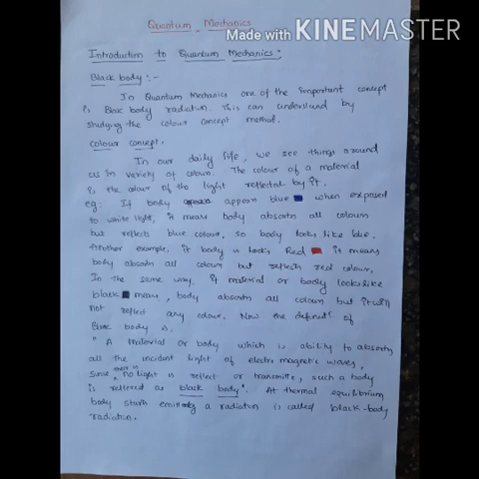The same thing: as another example, if any body or material looks red, it means the material has the ability to absorb all the incident radiation but reflects the red color or red wavelength. And if the material looks white, it means the body absorbs all the incident radiation and also reflects all the colors or all the wavelengths. That's why it looks white.